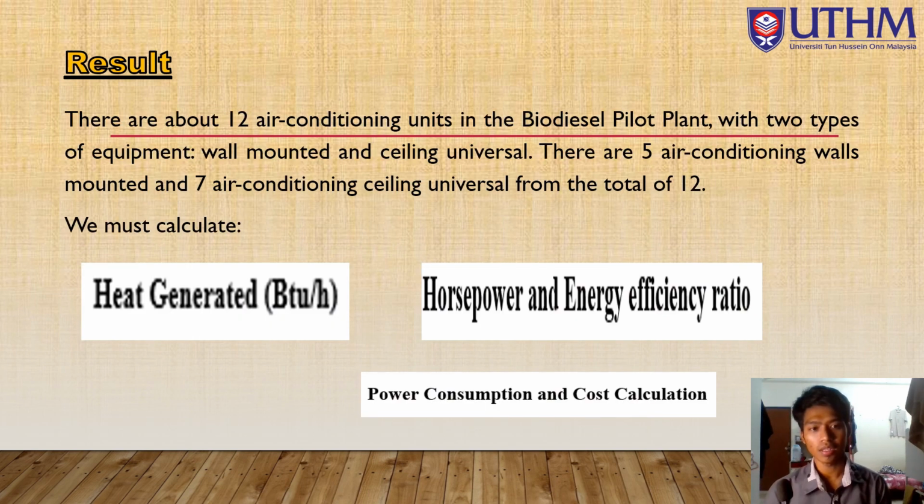Okay, for result, there are about 12 air conditioning units in the biodiesel plant, with 2 types of equipment, wall mounted and ceiling universal. There are 5 air conditioning wall mounted and 7 air conditioning ceiling universal from the total of 12. We must calculate heat generated, horsepower and energy efficiency ratio, and power consumption and cost calculation.